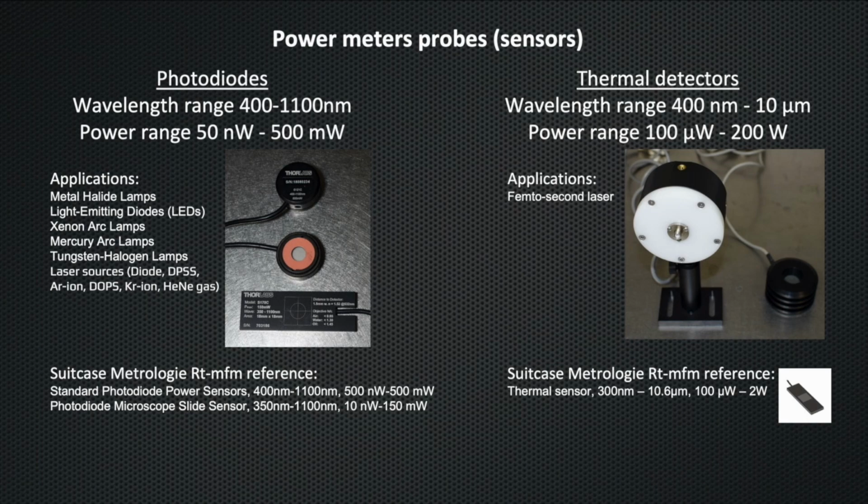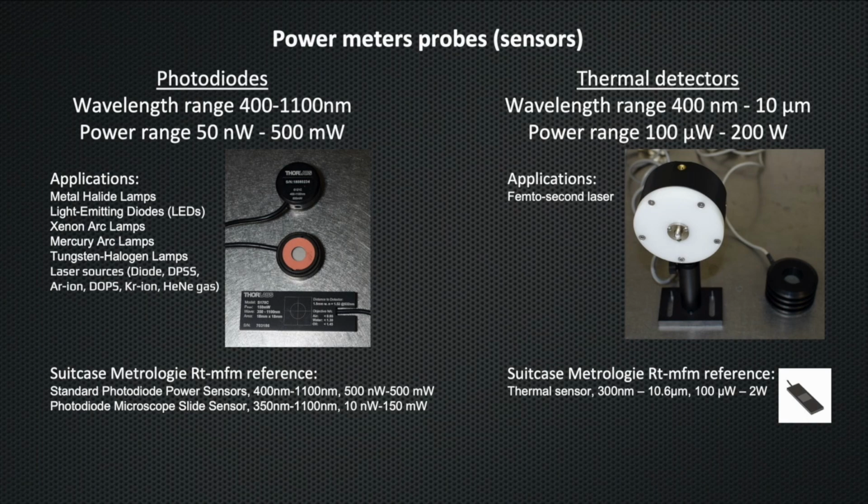The photodiodes are frequently used to measure power range from 50 nanowatts to 500 milliwatts and wavelength in visible range to close infrared. The thermal detectors are dedicated for a strong power source as a femtosecond pulsed laser. The power range can reach more than hundreds of watts, and they cover the full visible and infrared spectrum.